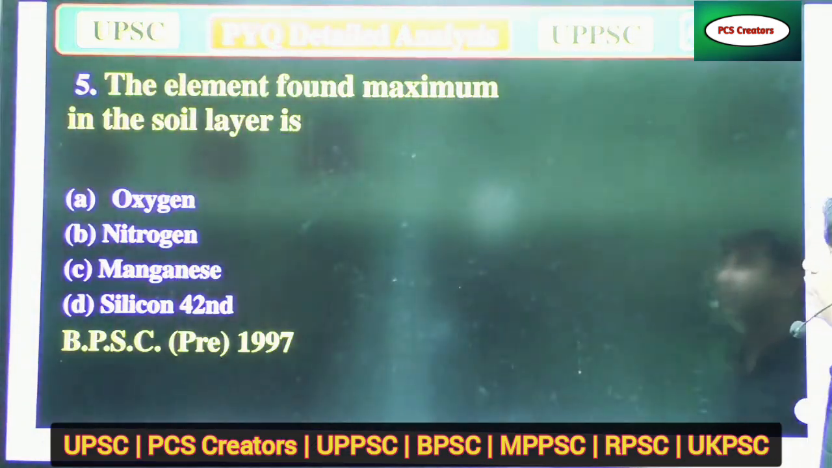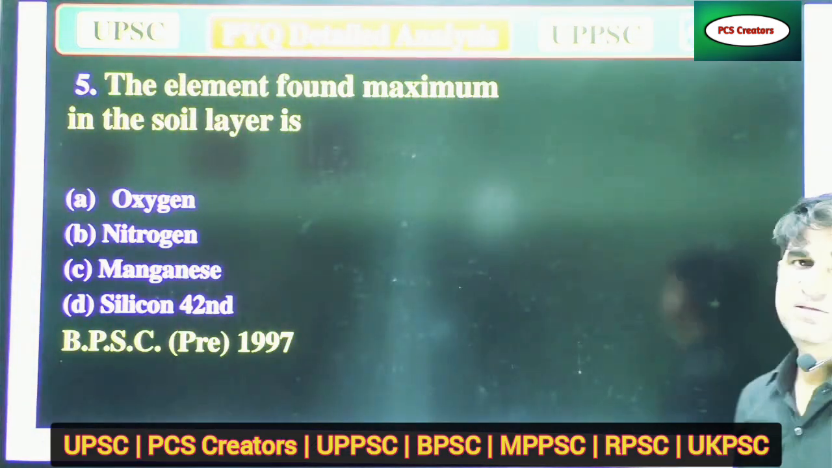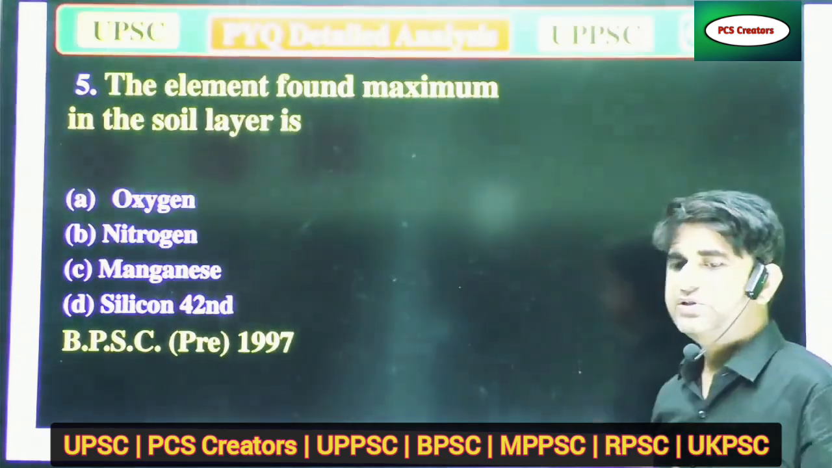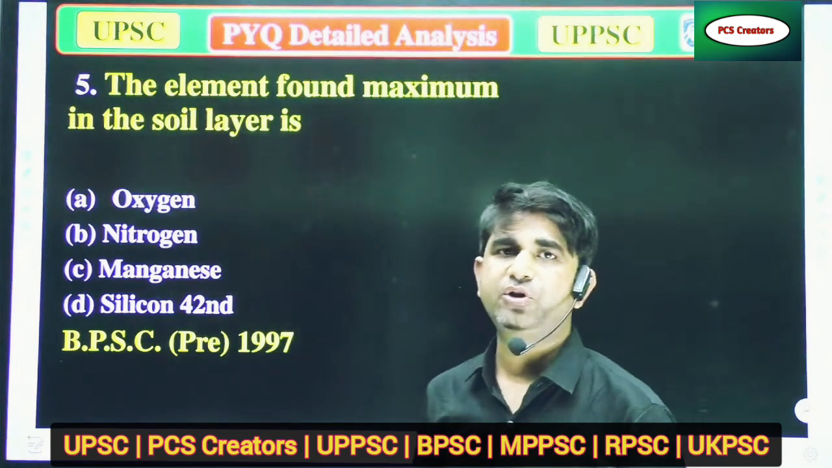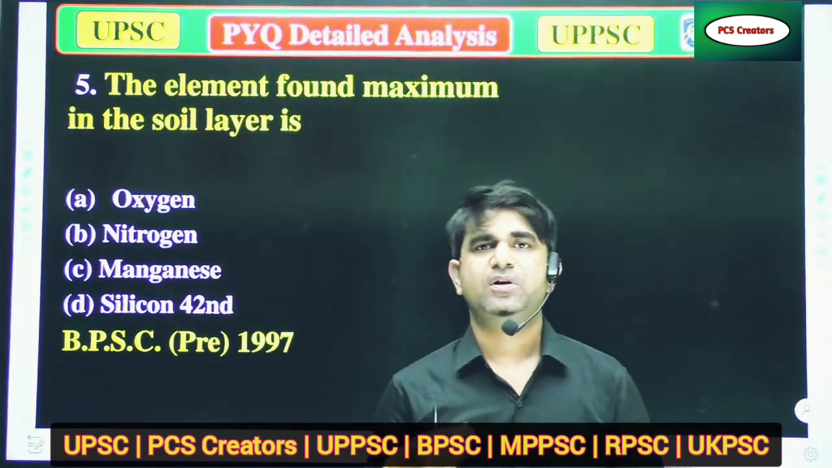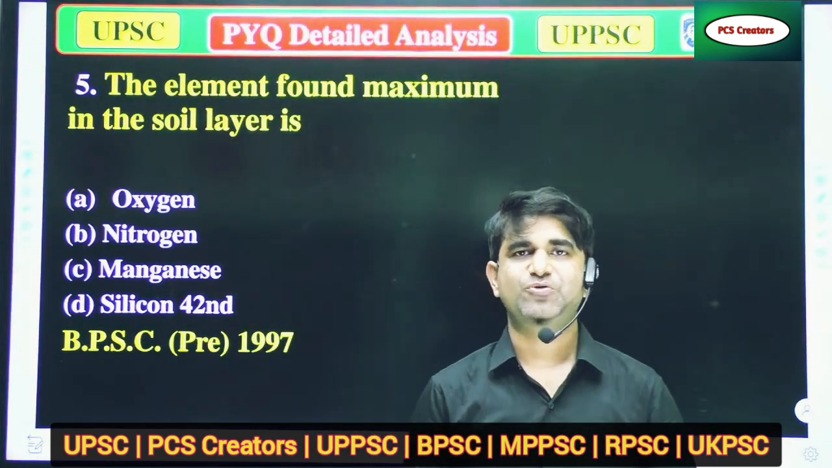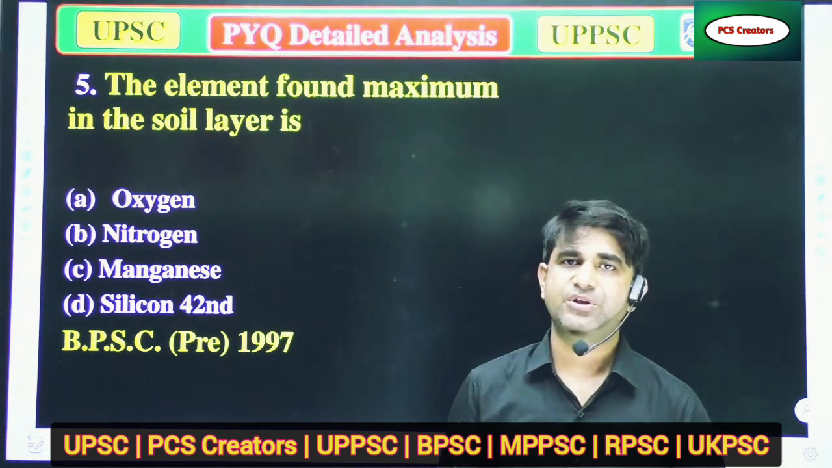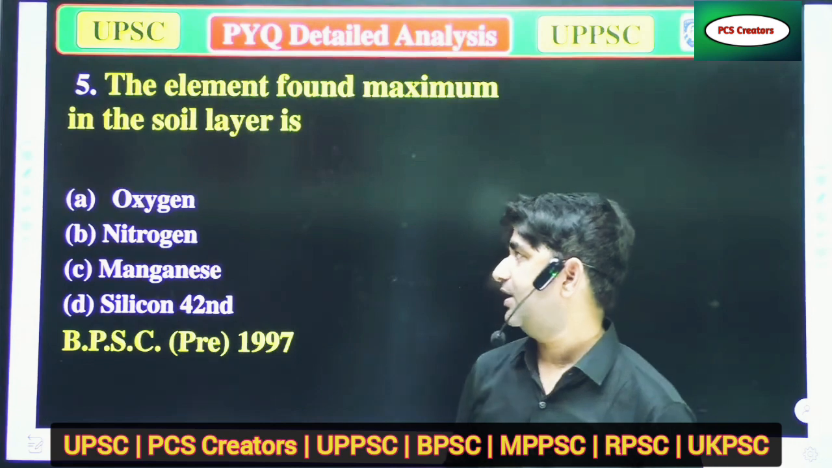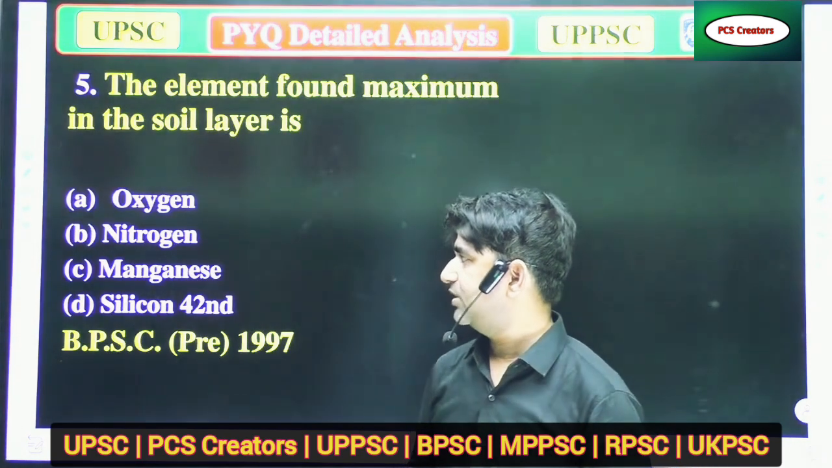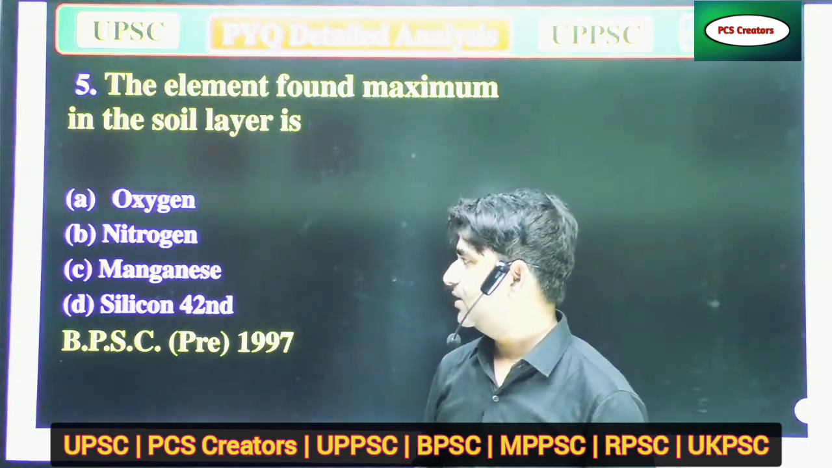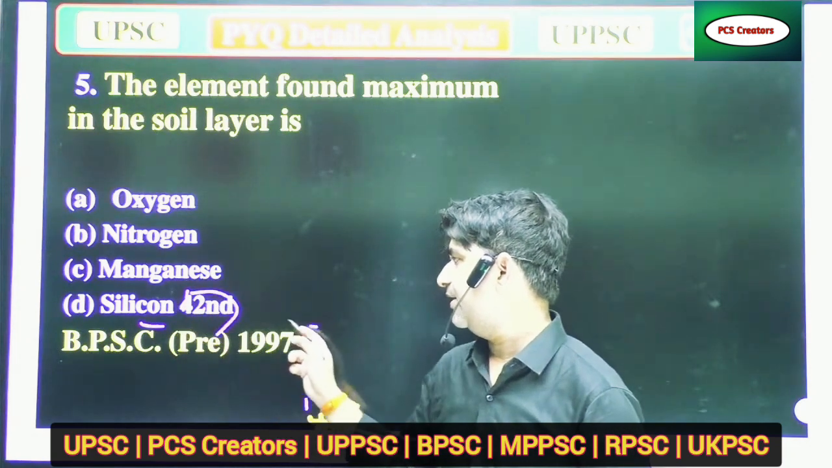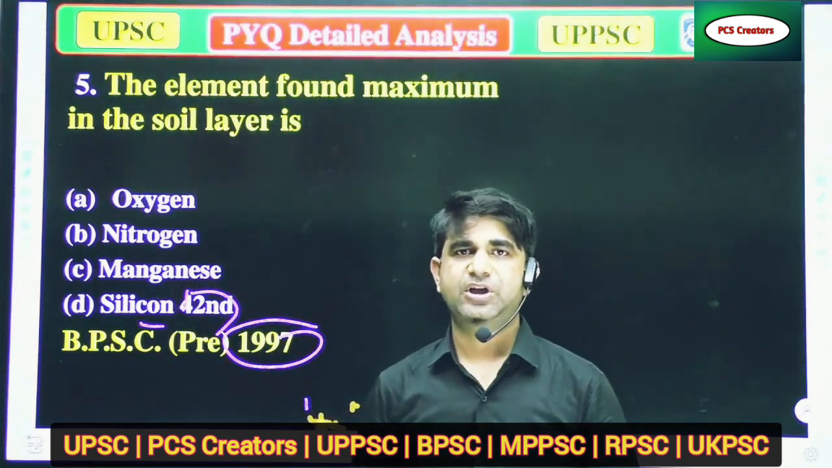The element found maximum in the soil layer means which element is found in abundant amount in the soil layer. Try to attend these types of questions, everyone, because these will revise the whole chemistry for your life. Options are A, oxygen; B, nitrogen; C, manganese; and D, silicon. That question was asked in the 42nd BPSC in 1997.